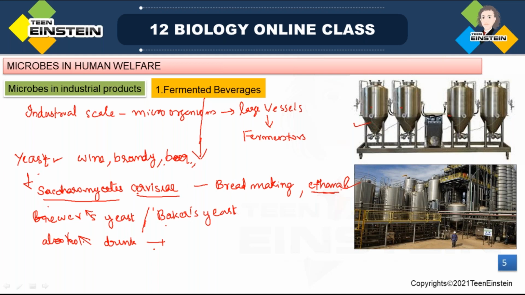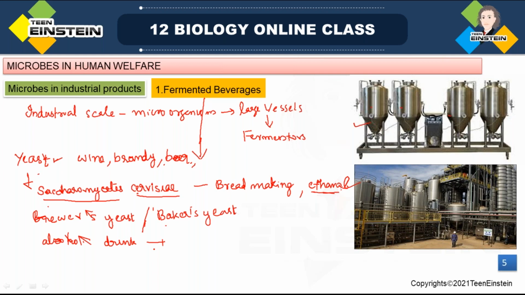Alcoholic drinks are based on the raw materials and the type of process which is going on. So there are types of alcoholic drinks, forming differently based on which raw material is used and which type of process is going on.